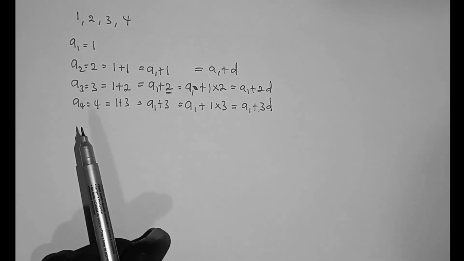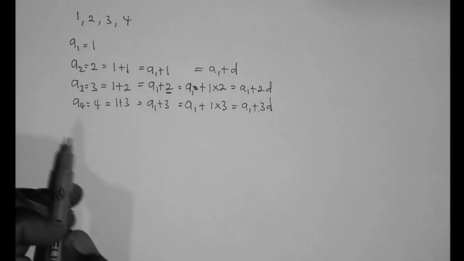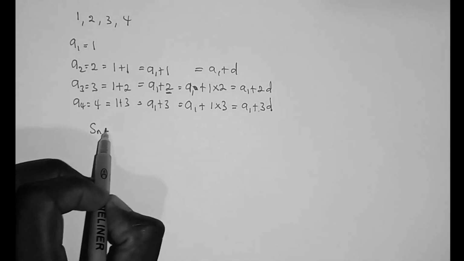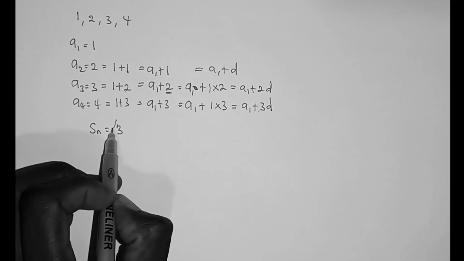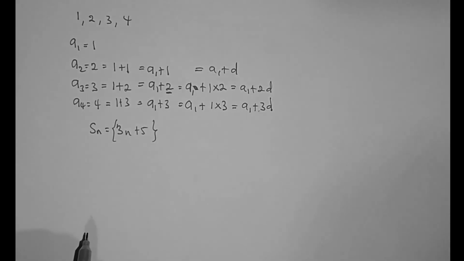So we have a question here. It says show that the following sequence is an arithmetic sequence. Find the first term and then the common difference. So the sequence Sn equals 3n plus 5. We are supposed to show that this is an arithmetic sequence.